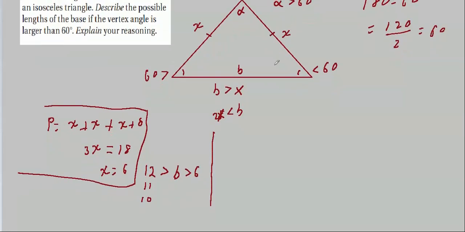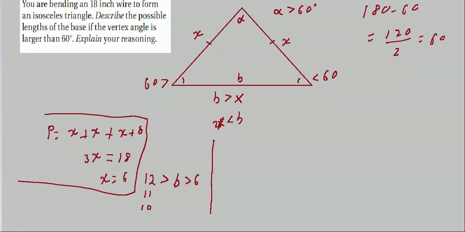Suppose we use 9. Well, that leaves, perimeter was 18. That leaves 9. Well, okay. That means if this is 9, then the sum of these two is 9. But the sum of these two has to be greater. So 9 won't work.